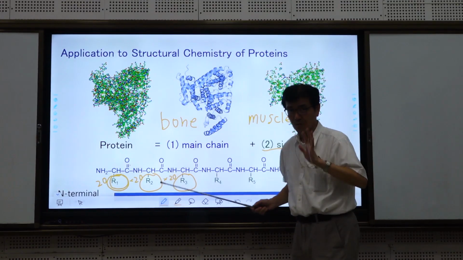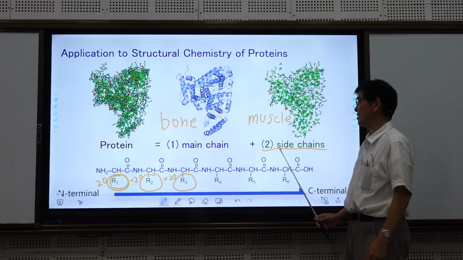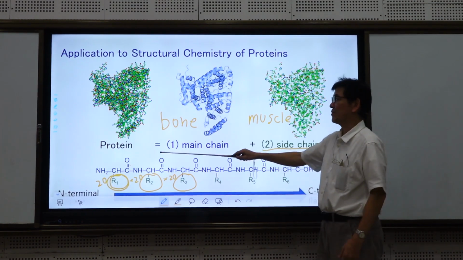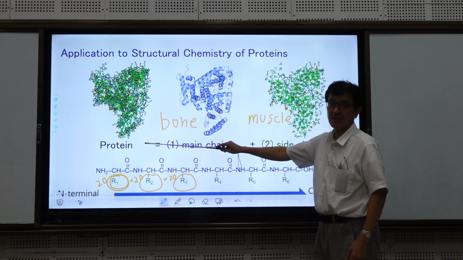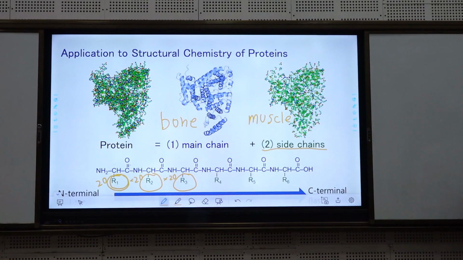So usually when we study proteins, we separate the protein into two parts, the main chain part and the side chain part, and separately discuss what the structure of the main chain is and what the character of the side chain is. It's a typical way.